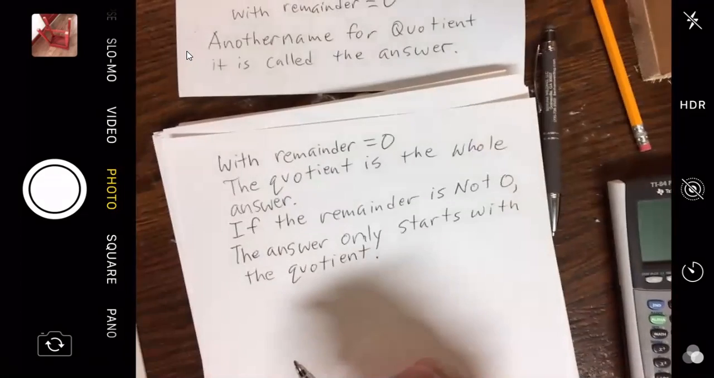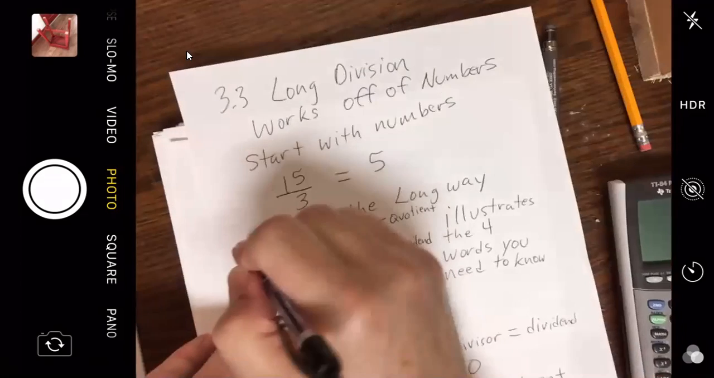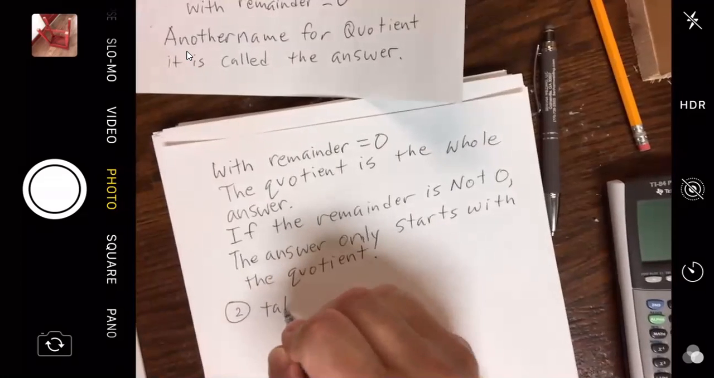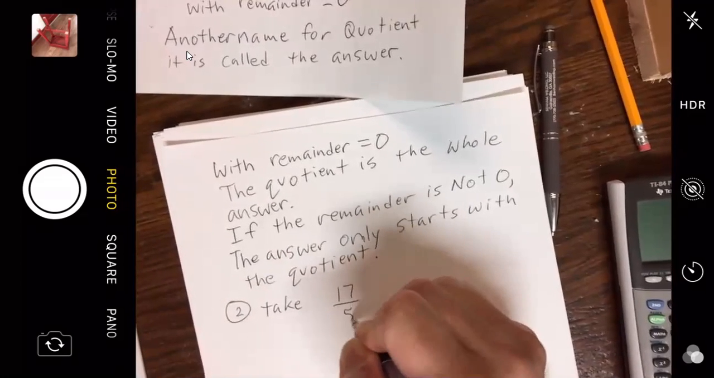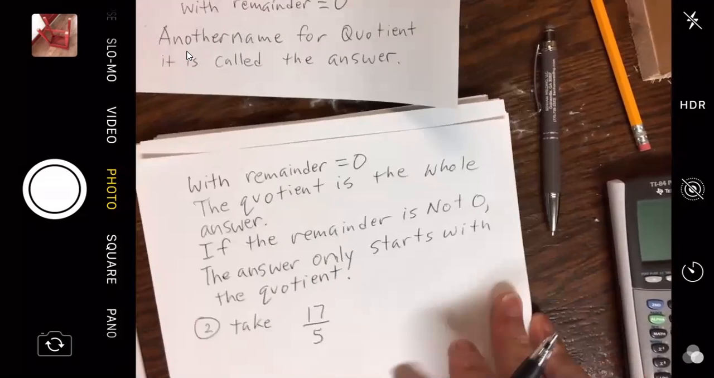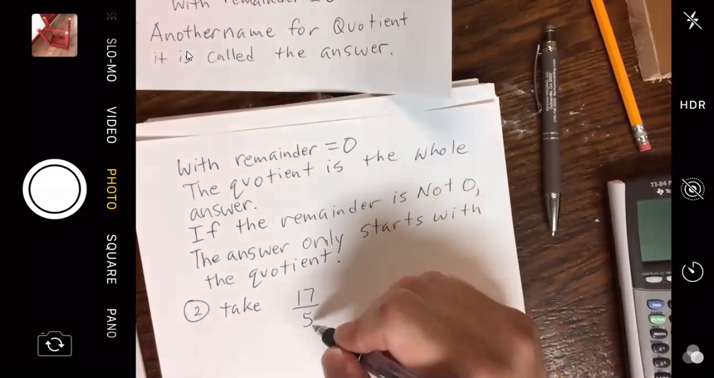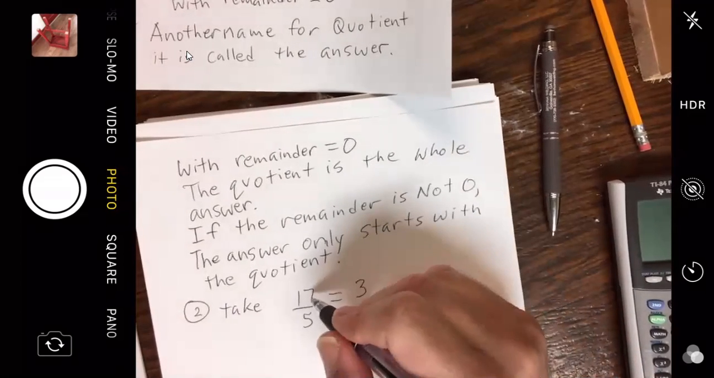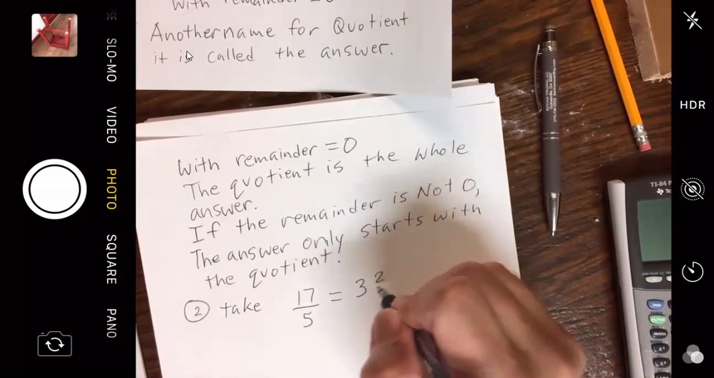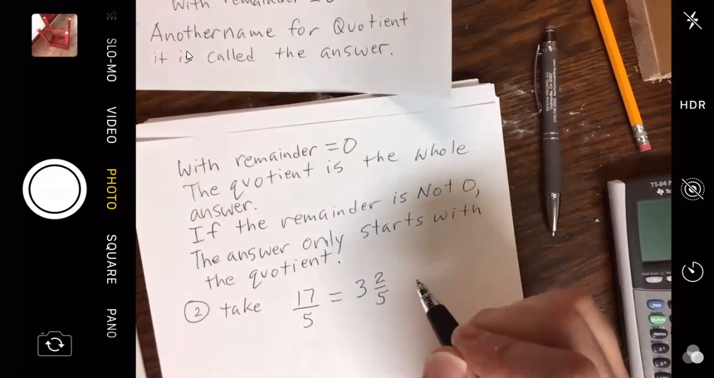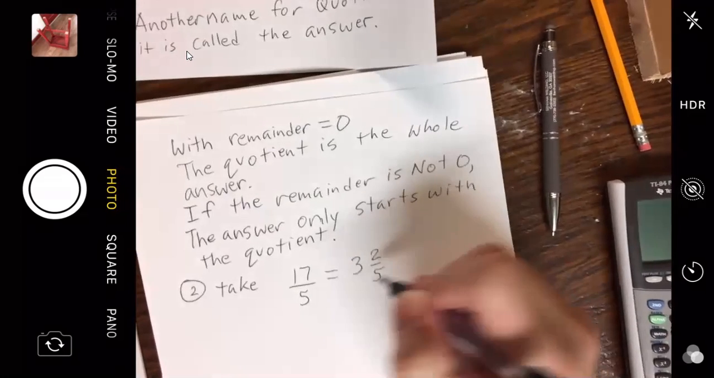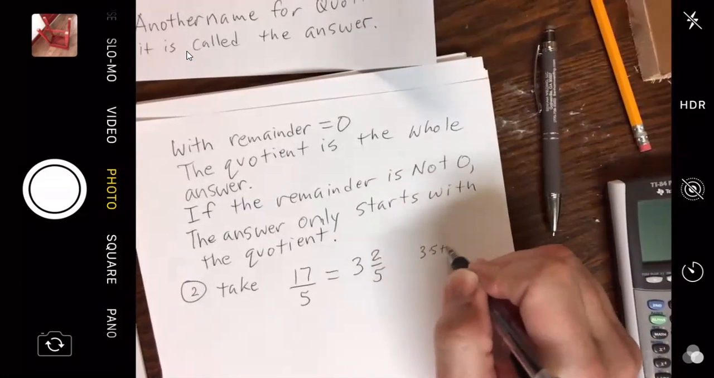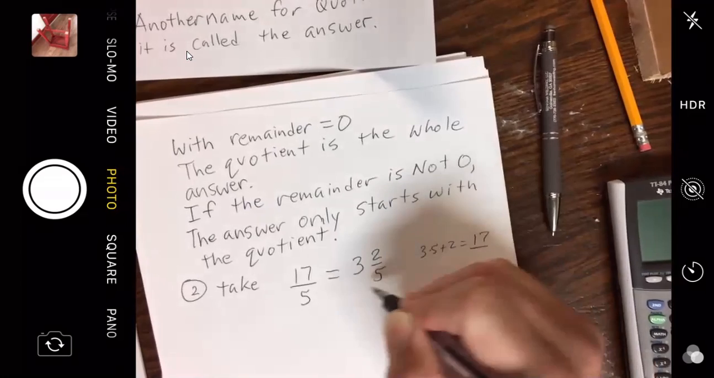All right, so that leaves us, we call this number 1. That leaves us with, say, number 2, to take 17 divided by 5. Now, again, you're probably good enough to do this in your head. 5 goes into 17 3 times. 5 times 3 is 15. That leaves 2/5 left over. And you can again multiply to go backwards. 3 times 5, add the 2 gives you 17, and you're still dividing by 5.